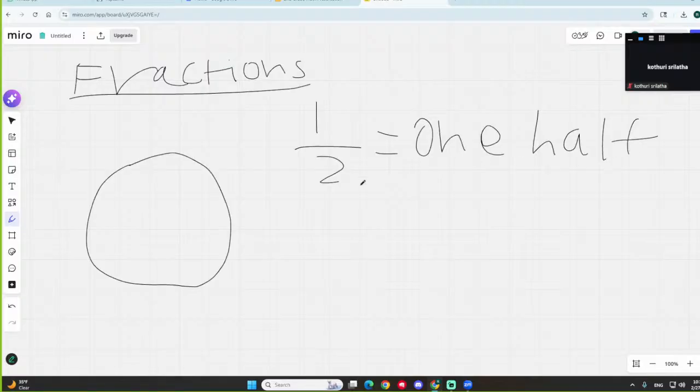A half means 1 equal part when there are 2 equal parts. So let's say we cut it like this, and let's say this is 50%. This is 50%. Each one is a half. Okay?